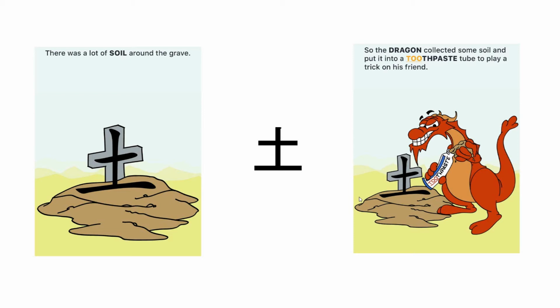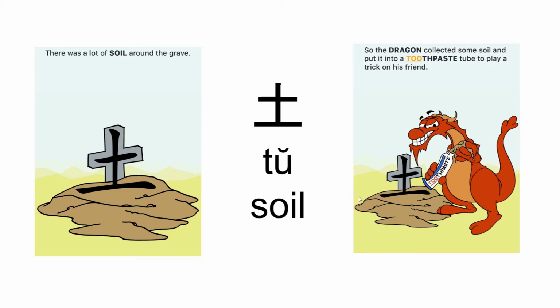Soil. Then we're going to look at the dragon. The dragon has wings. He flies up and down. So that represents a third tone. And the sound is something like "tu." So all together we have tu, which means soil.